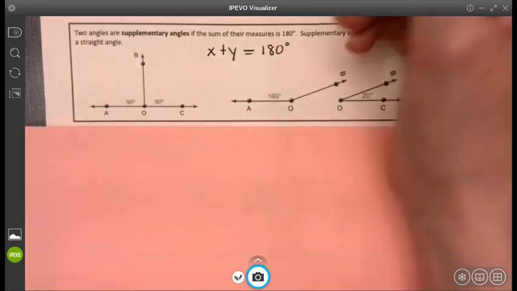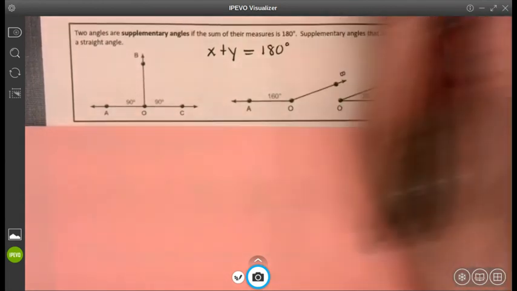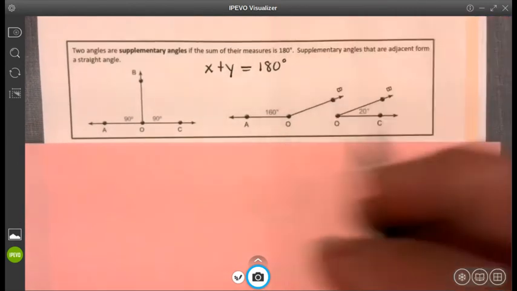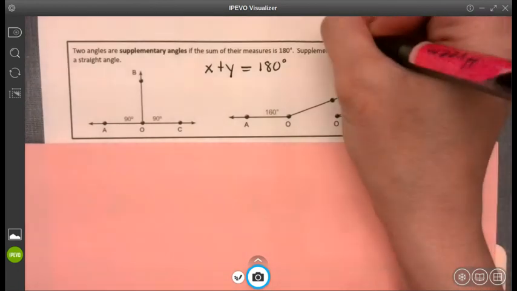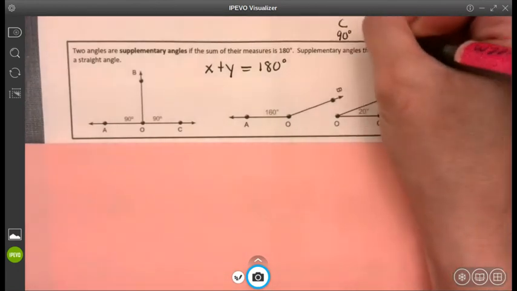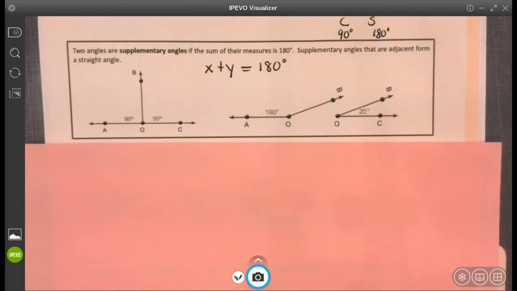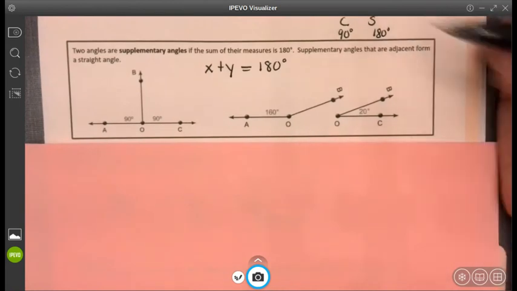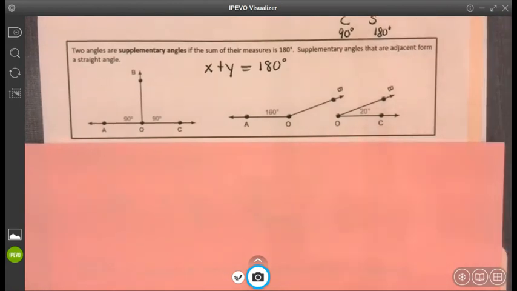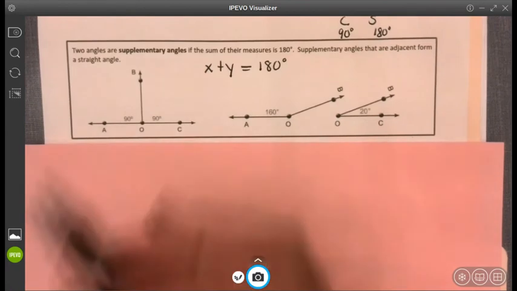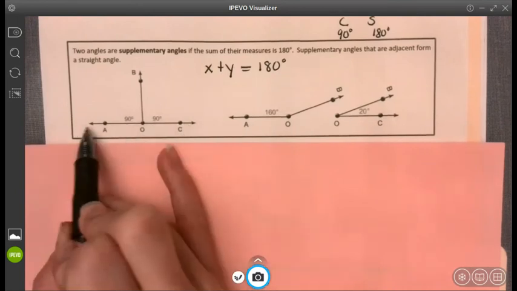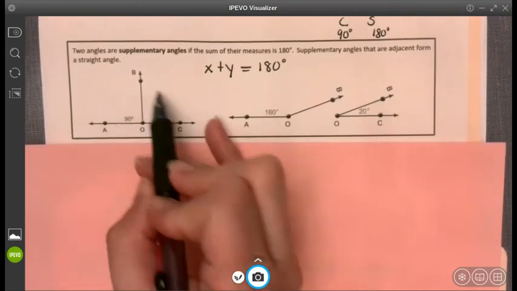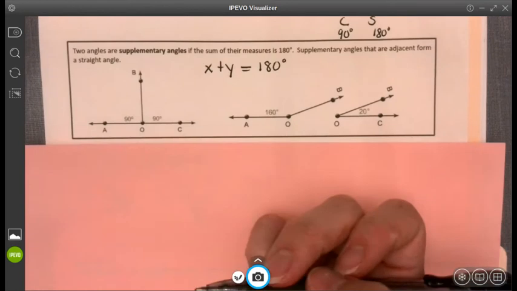So how I remember the difference between complementary and supplementary is very simple. C comes before S in the alphabet, and 90 comes before 180 on the number line. So complementary is two angles that add up to 90. Supplementary is two angles that add up to 180. And then again, they're giving us an example. Here's that straight line, and a straight line adds up to 180 degrees. So 90 plus 90 is 180.